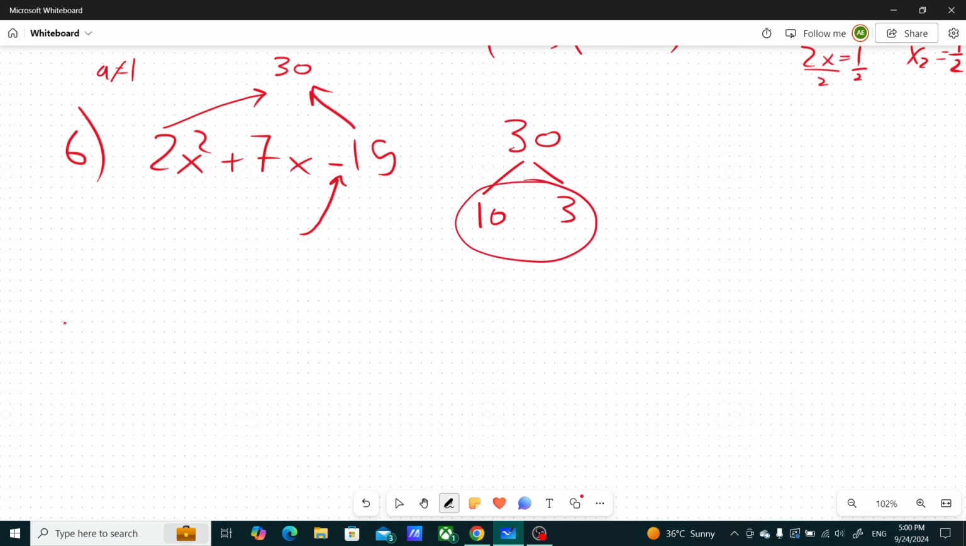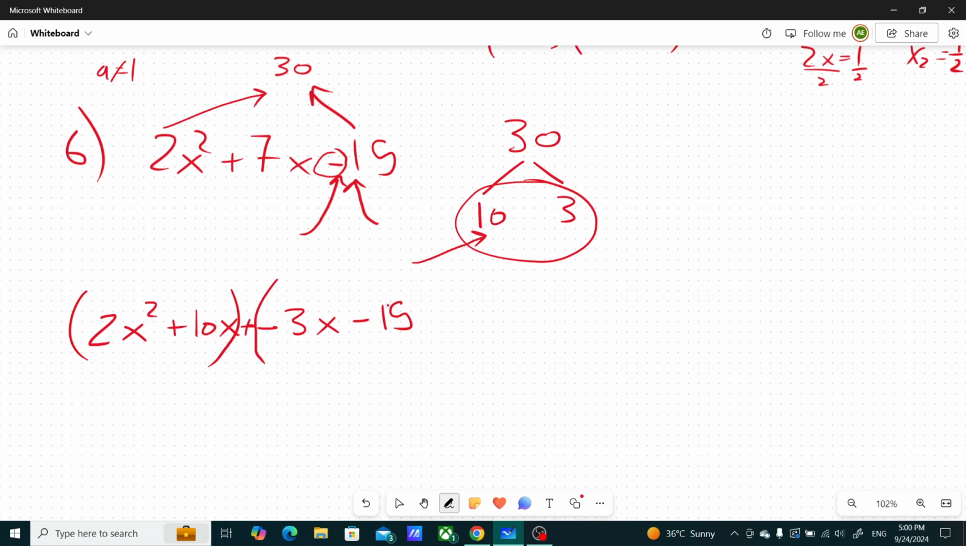Okay, so in order to write them inside the equation, I will need to look at this sign to figure out their signs. Since this is a minus, the bigger factor is going to win the middle sign. So the bigger factor, 10, is going to be a plus, and the other one, 3, is going to be a minus. So instead of 7x, I will write a plus 10x and a minus 3x, and then I have my minus 15. Again, from here, I can group this, then I can add a plus.